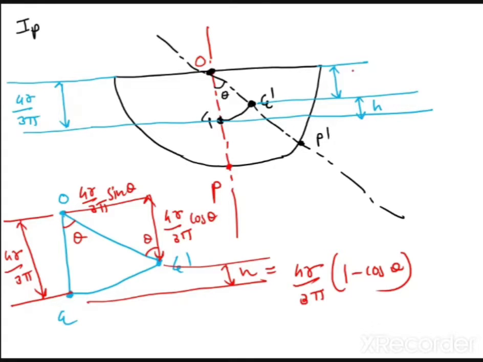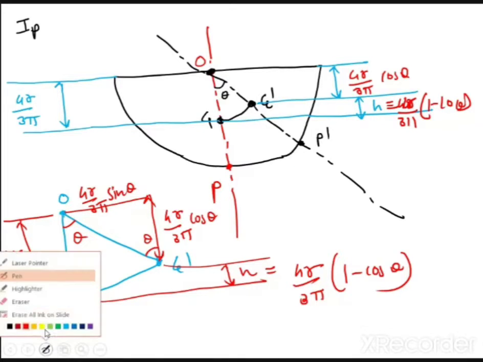So this is 4r upon 3 pi cos theta, and h is equal to 4r upon 3 pi into 1 minus cos theta. Is it clear? This is the analysis which will happen after you have given a displacement. Please message me, have you understood this analysis, how I got this 4r upon 3 pi cos theta, how I got this h. Now you can find potential energy is mgh and kinetic energy is half I into theta dot square.